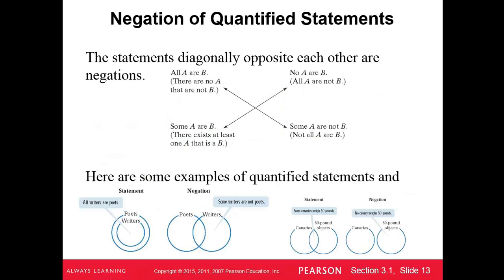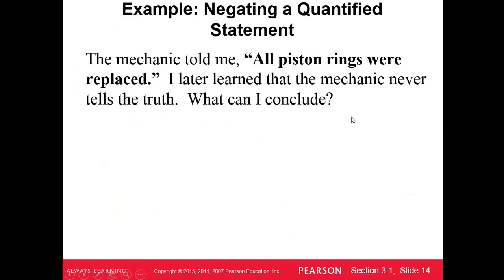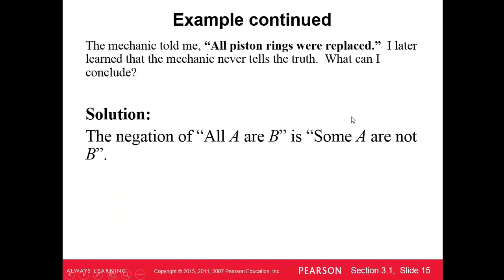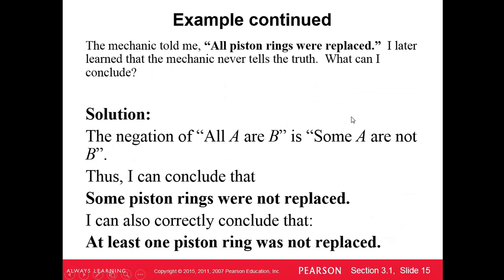Now that's kind of important because if you then negate a quantified statement, you want to be able to keep this straight. So if you say, for example, all students hate mathematics, the negation would be that some students do not hate mathematics. You don't have to say an all or none. You simply go from some to all or some to none. If I say some students like mathematics, meaning there's existing at least one student who likes it, the negation would be that nobody likes it. An example for you to read through, negating a quantified statement. In the end here, we conclude that some of the piston rings were not replaced.